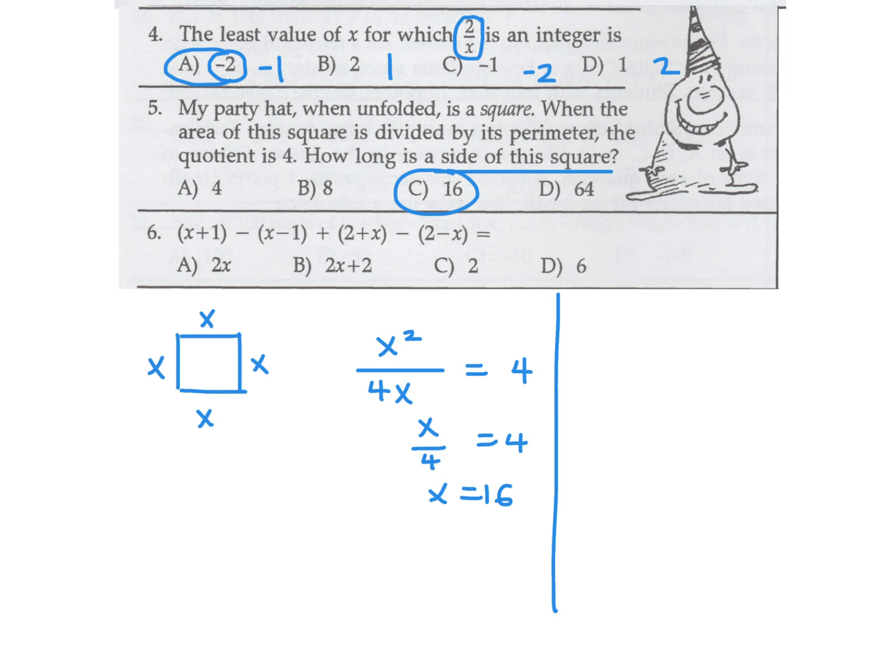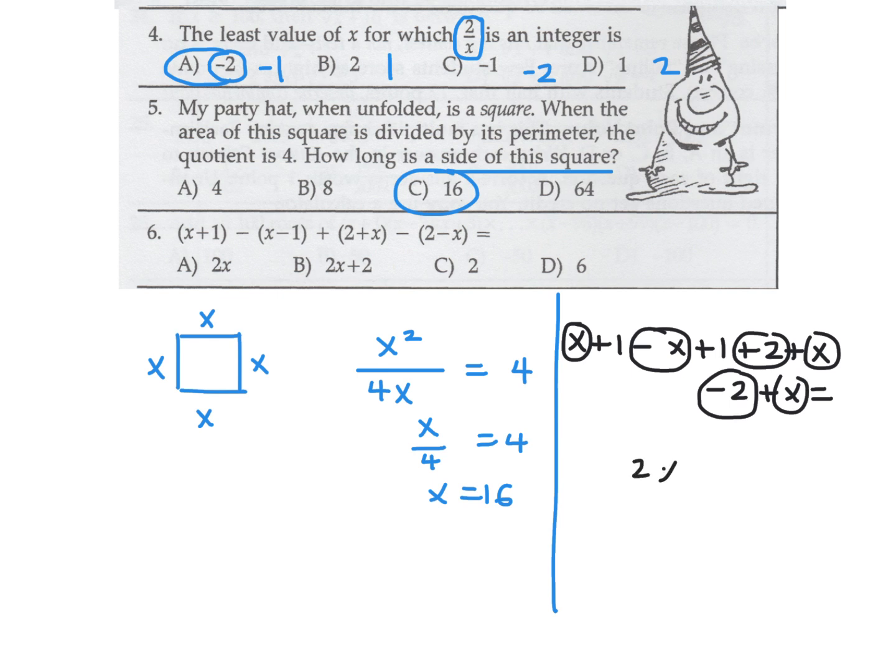x plus 1 minus x minus 1 plus 2 plus x minus, okay, so all that stuff. So x plus 1, let's take it out of the bracket, so we minus x plus 1 plus 2 plus x minus 2 plus x is equal to, okay, so let's add all these. This disappears with that. This disappears with that. And then we have this and that, that's 2x, and that, so plus 2. 2x plus 2 is what I get, and that is B.